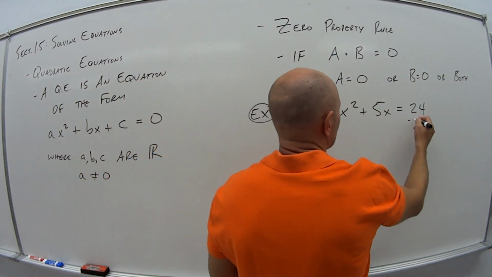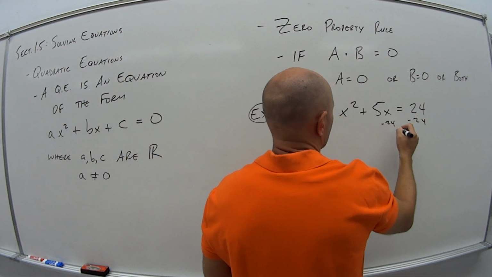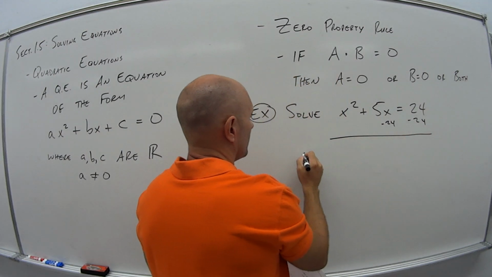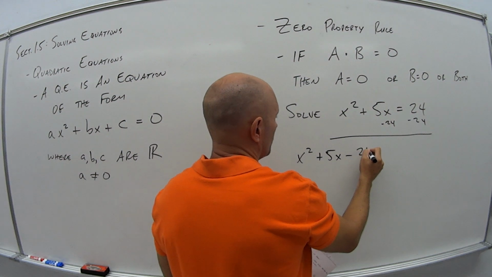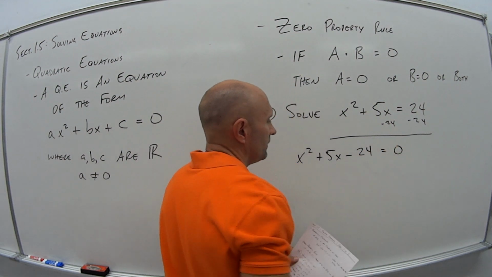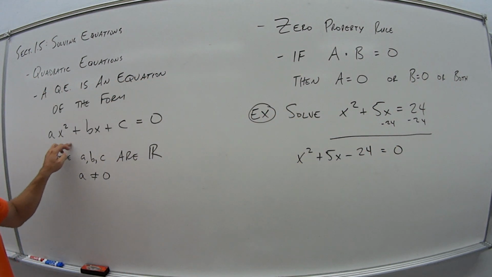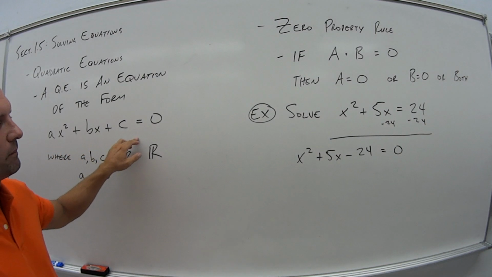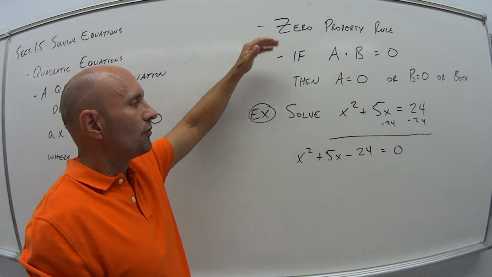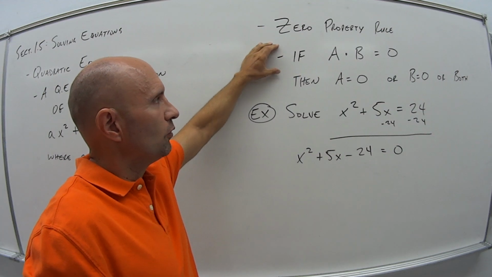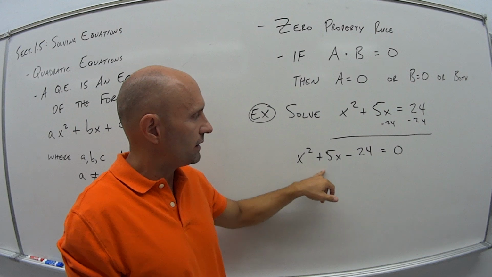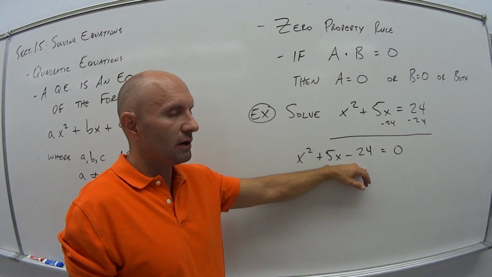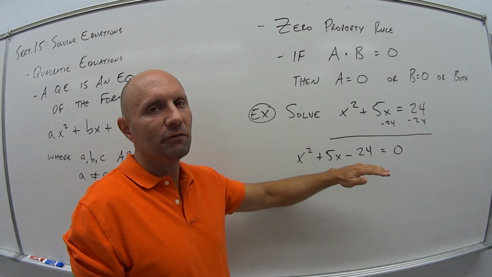So if I move that 24 over, if I subtract 24 from both sides, I get what? X squared plus 5x minus 24 is equal to 0. So this is one of my quadratic equations. It's in this form. To solve this, I want to use the zero property rule. But the zero property rule says what? I need to have two things multiplied by each other. Here I just have addition and subtraction. So what do I have to do? I have to factor it.